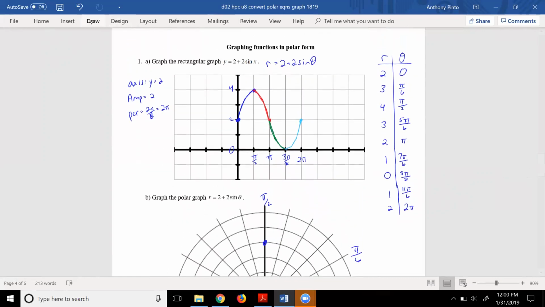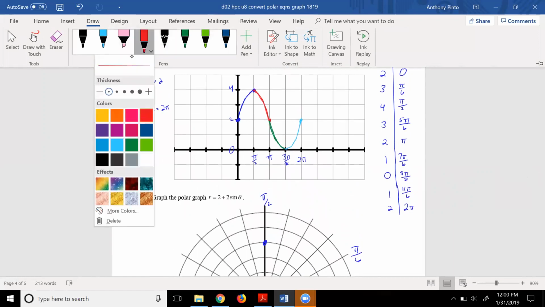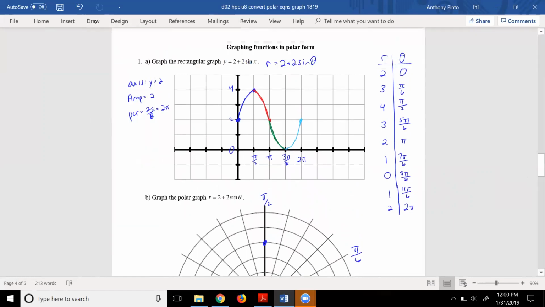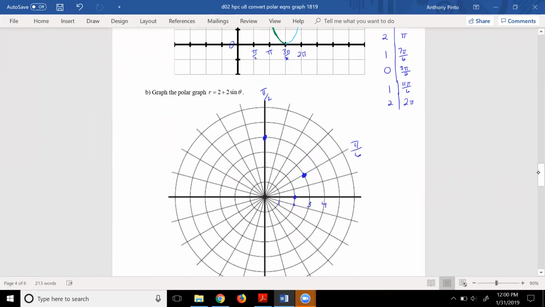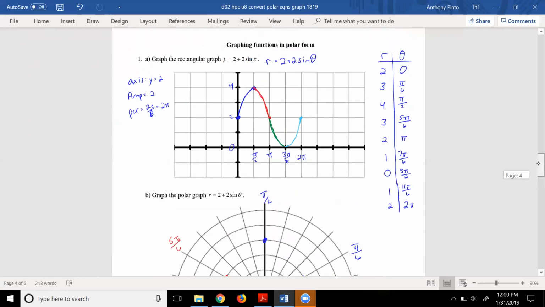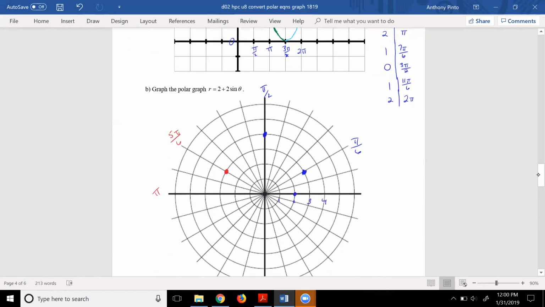All right, so continuing on to the red section. The red section is 5 pi over 6 is 3. So this is 5 pi over 6. 5 pi over 6 is 3. So that's 1, 2, 3. And then pi is equal to 2. You kind of see this coming together. It looks like it's going to be maybe symmetric about that y-axis.